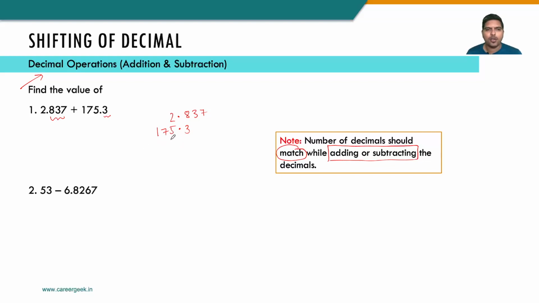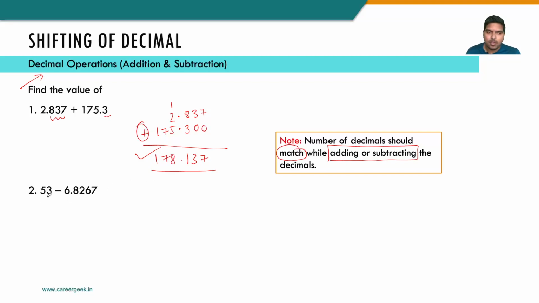This is how you will need to add. You will need to match the decimals. And of course, if there is no number, what we'll do, we'll add 0, nothing else. Now we add it normally, right? 7 plus 0, 3 plus 0, 8 plus 3, 11, 1 carries. So 3 plus 5, 8, there's no carryover. So 178.137. It's as simple as that. Whenever you're adding or subtracting, you just match the decimals, right?